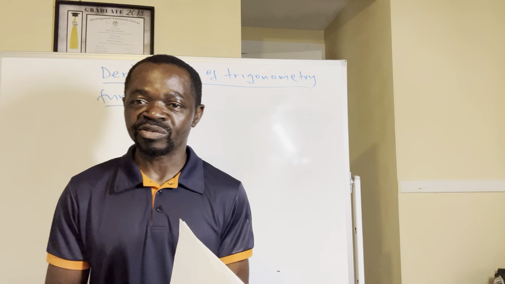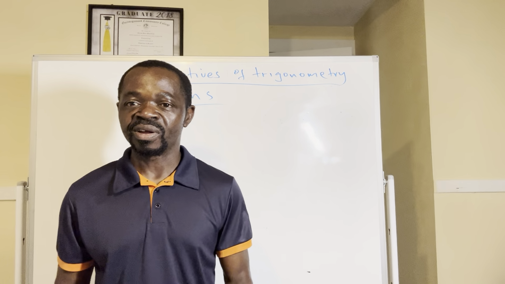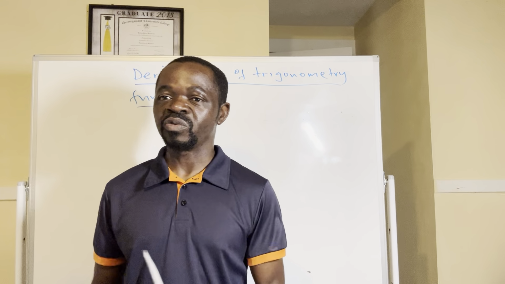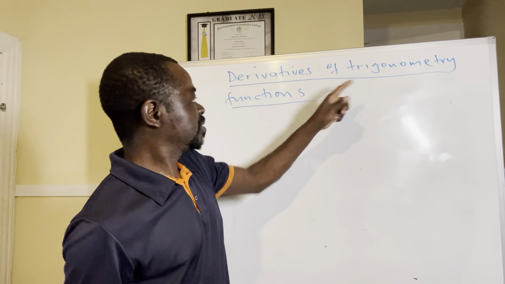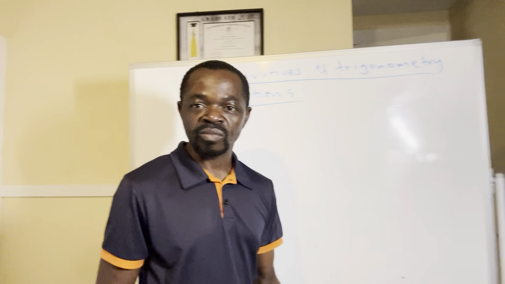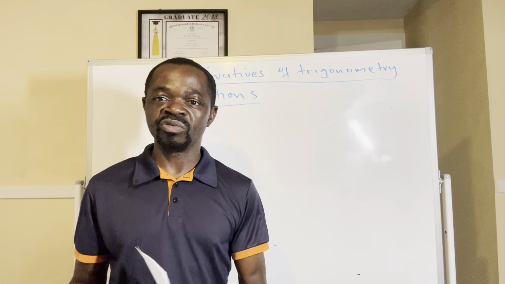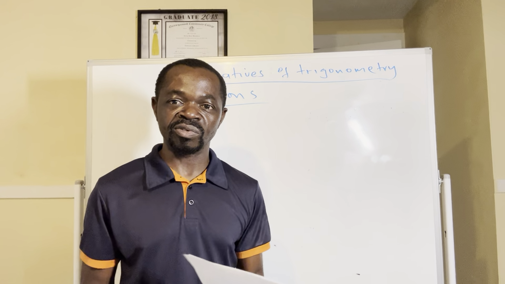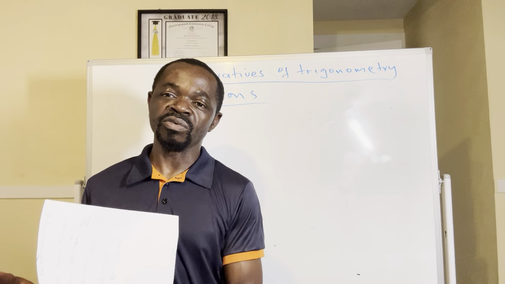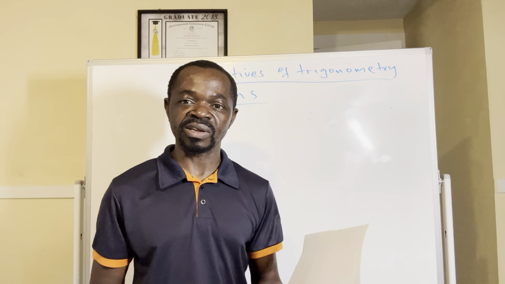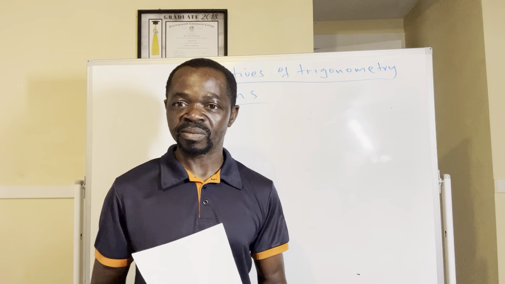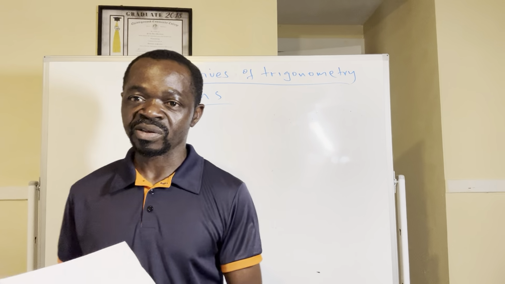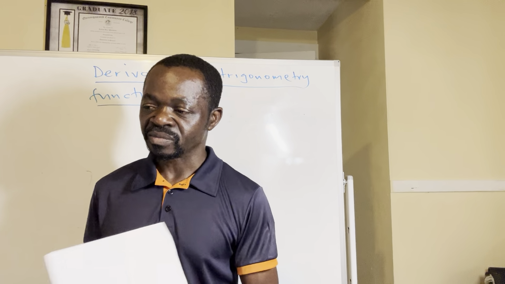Today's lesson is going to be based on a continuation of what we learned previously, which is derivatives of trigonometry functions. I think in the previous lesson we were able to look at two examples. There were 4 examples, but we were able to look at only 2 because of time's sake. So today's lesson, we're going to continue from where we started. So let's look at those remaining examples.